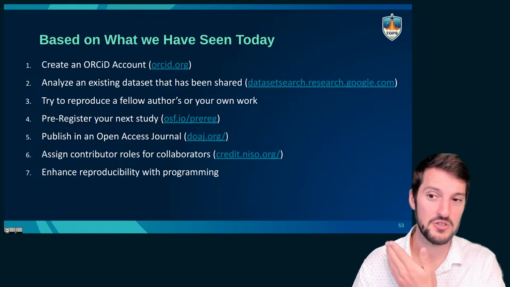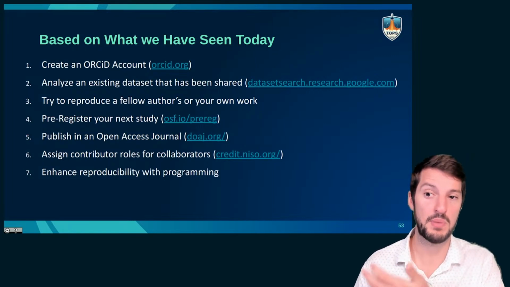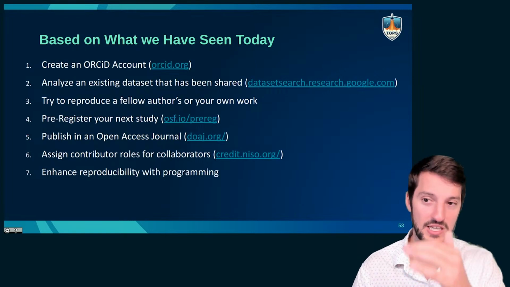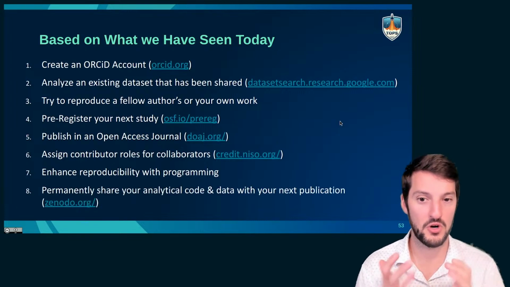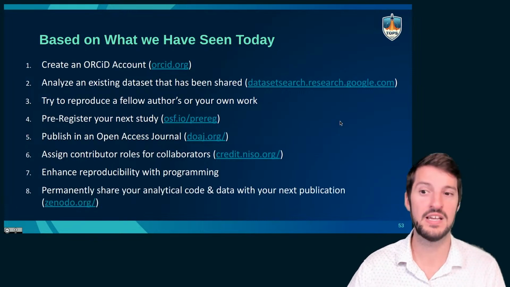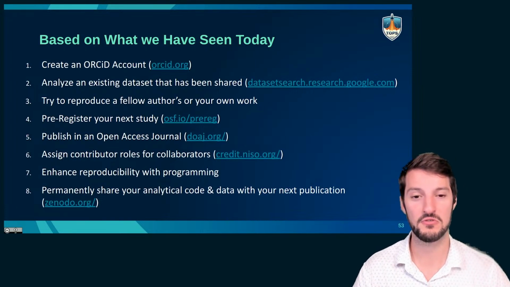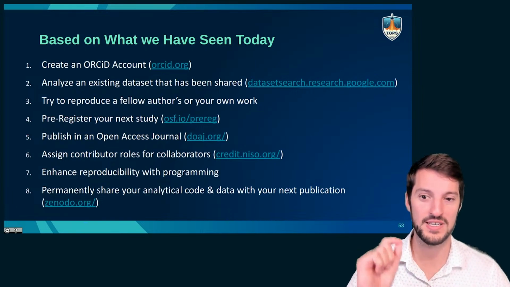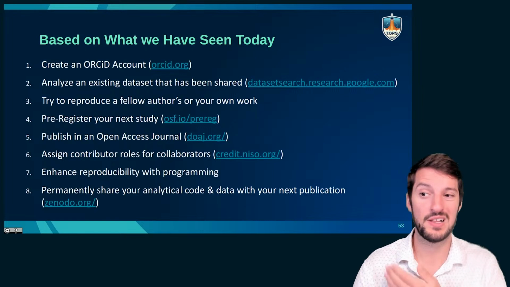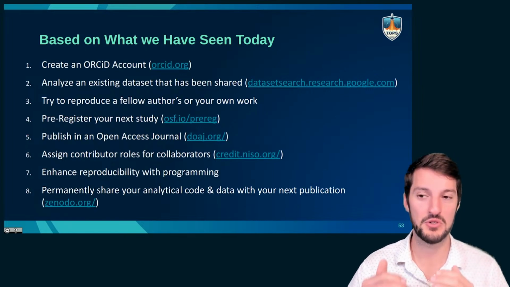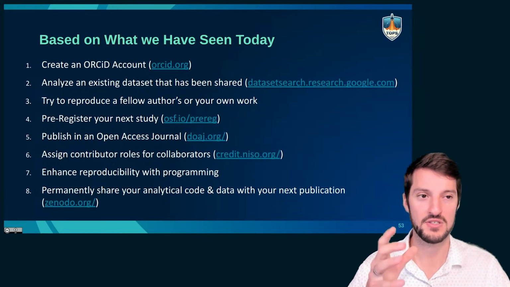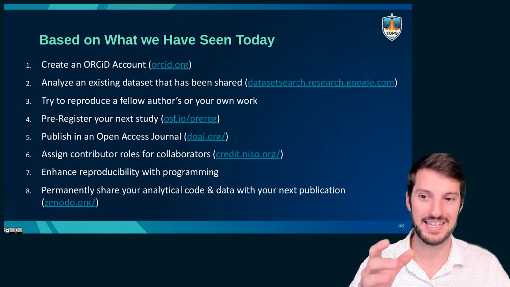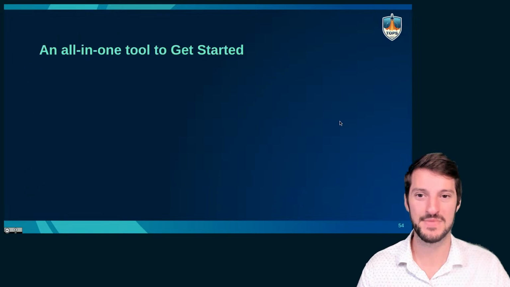You can enhance the reproducibility of your work by using a programming language and including code for analysis as part of that publication. And importantly, you can permanently share that analytical code and the data that you collected with your next publication using a tool like zenodo.org that will help you archive permanently the things that you create so that others can reuse, download, and work with them.